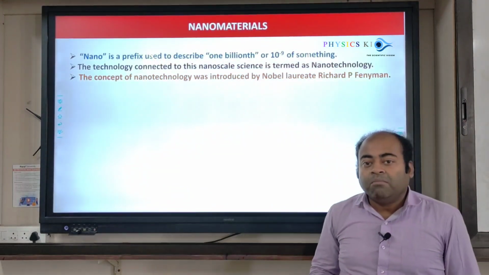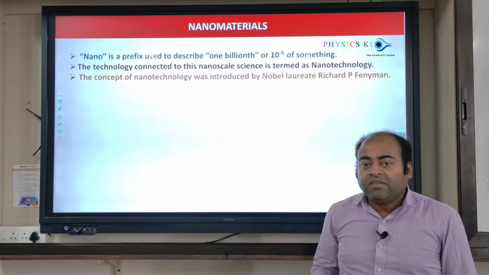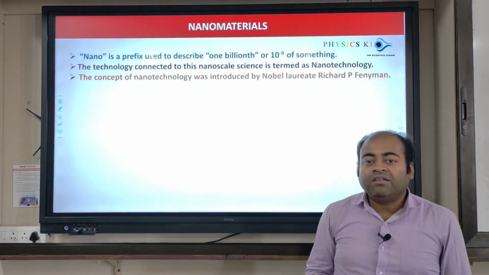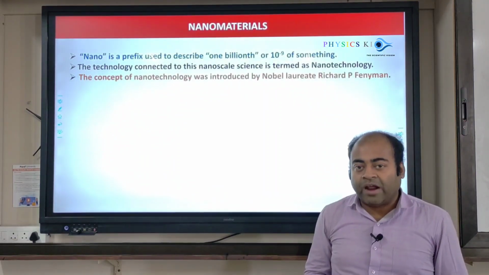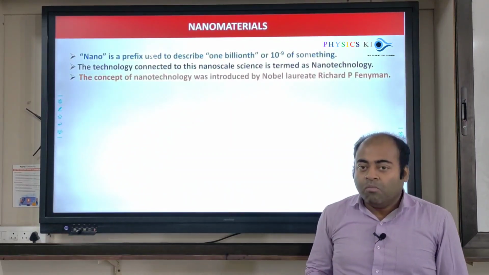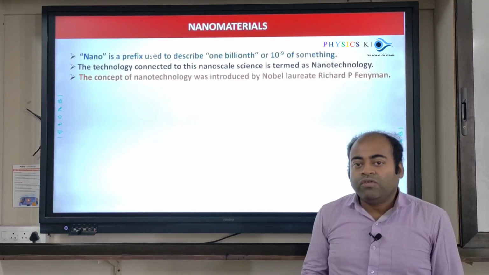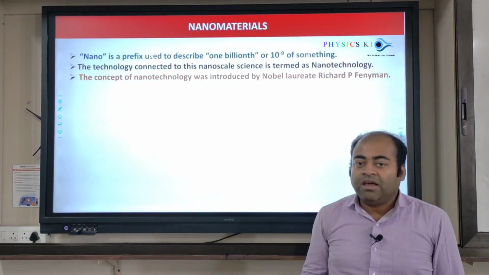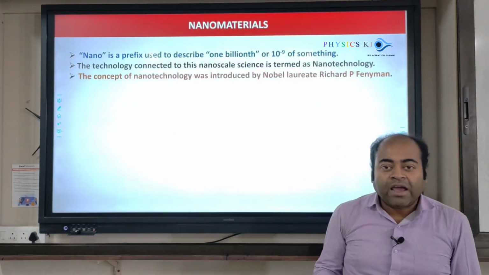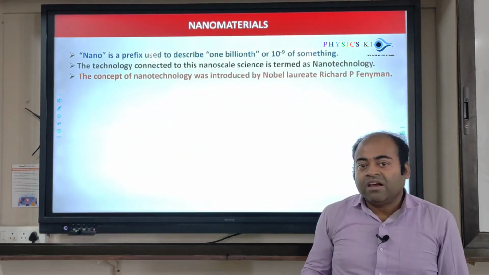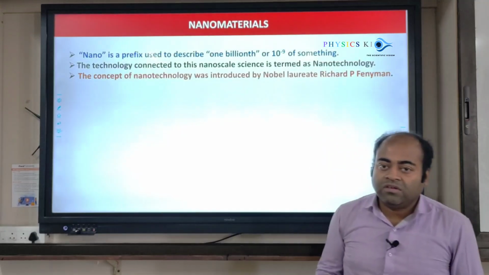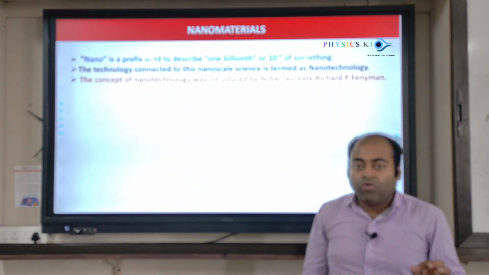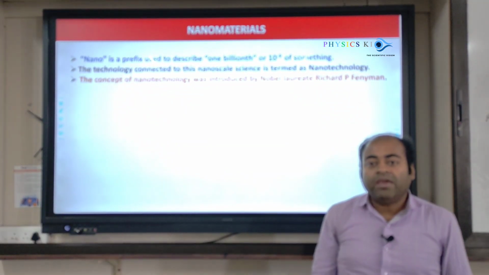Now, let us come to the meaning of nanomaterial. What is nanomaterial and what is nanotechnology? The word nano comes from nanometer, because the materials whose length scale lies in the region of nanometer are called nanomaterials. More specifically, any material or particle whose size in any dimension lies between 1 to 100 nanometer is called a nanomaterial or nanostructure. All types of technology and application with these nanomaterials are collectively called nanotechnology. The concept of nanotechnology was introduced by Richard Feynman, but the actual term nanotechnology was given by Norio Taniguchi.